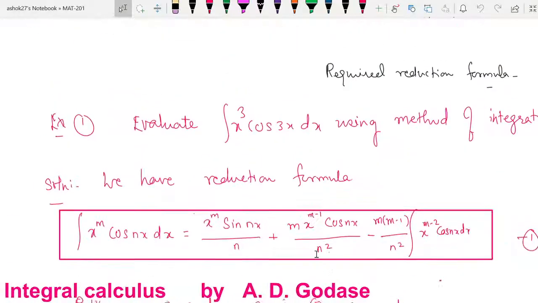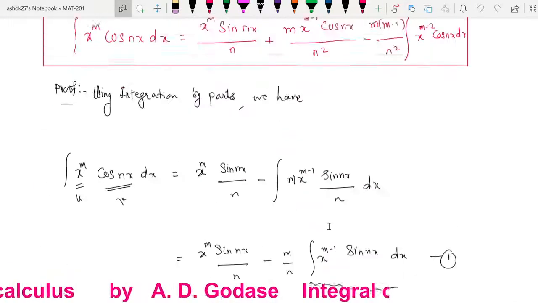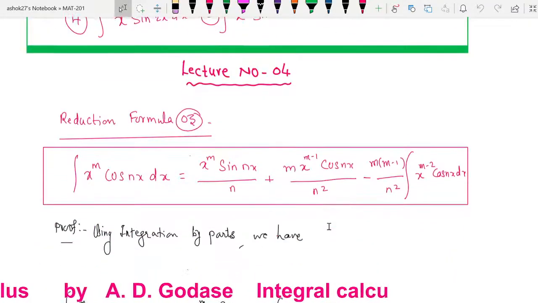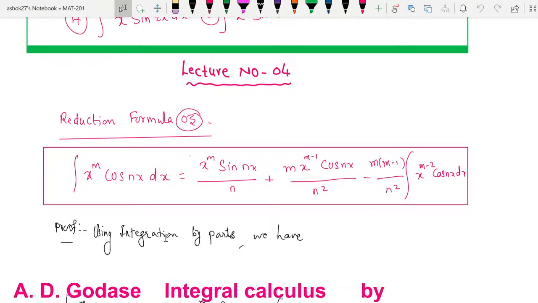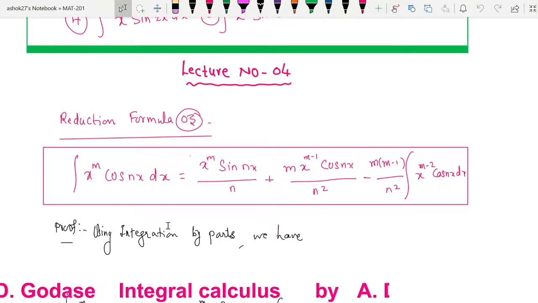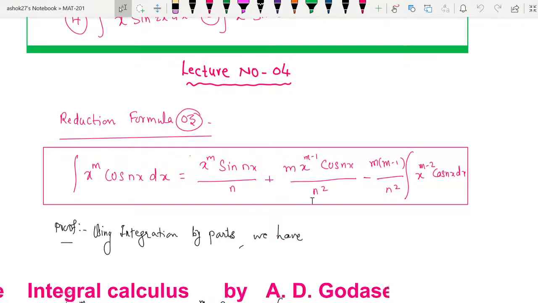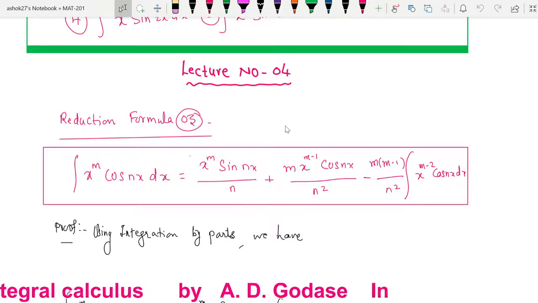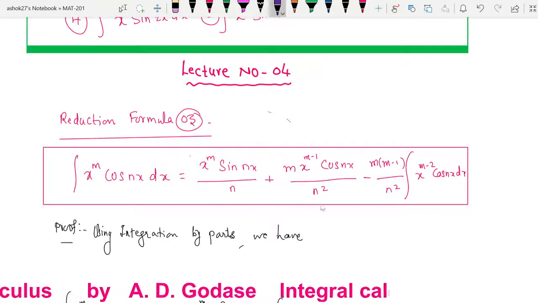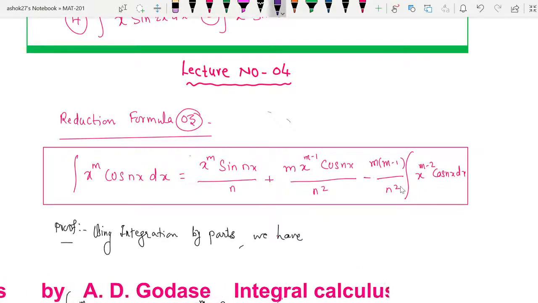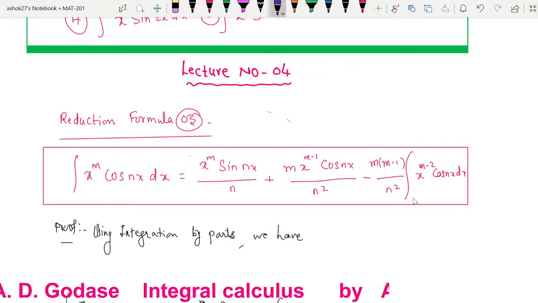So let's welcome in the next lecture of MIT 201, that is integral calculus. In the previous lecture, we have seen reduction formula 3, that is integration of x raised to m cos nx dx, and that is equal to x raised to m sin nx divided by n plus m into x raised to m minus 1 into cos nx divided by n square minus m into m minus 1 divided by n square into integration of x raised to m minus 2 into cos nx dx.